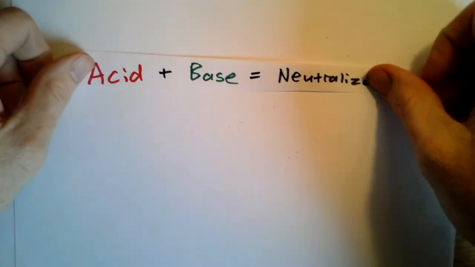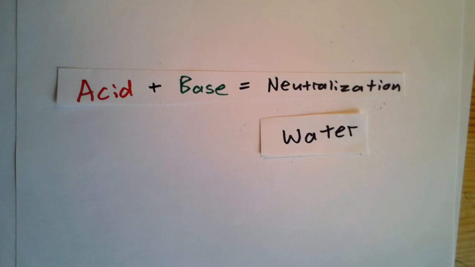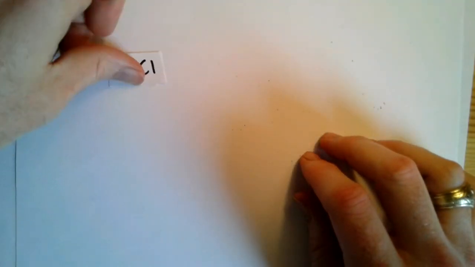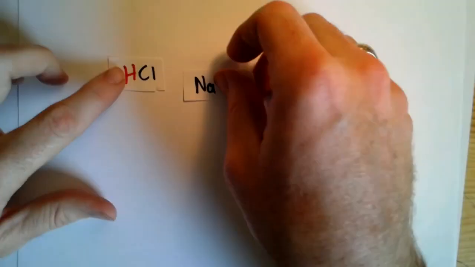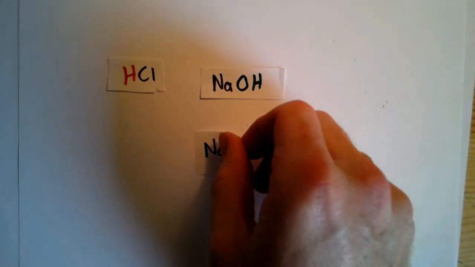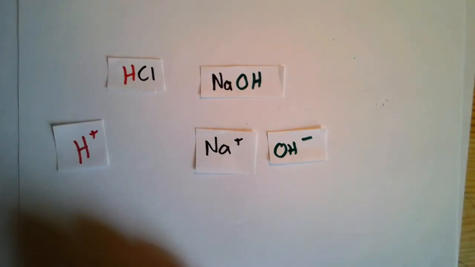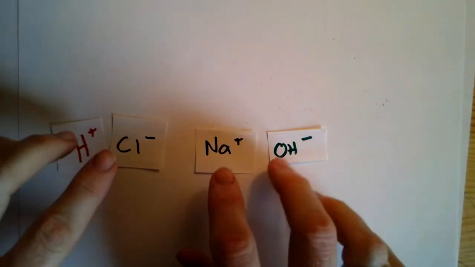So when we add these acids and bases together, we get what's called the neutralization reaction. And that's where we're going to make water. Okay. So it's going to be really cool where if we get NaCl, if we get HCl, and if we get NaOH, now you remember that they split up into their ions. So let me grab their ions real fast and get those guys out of there.